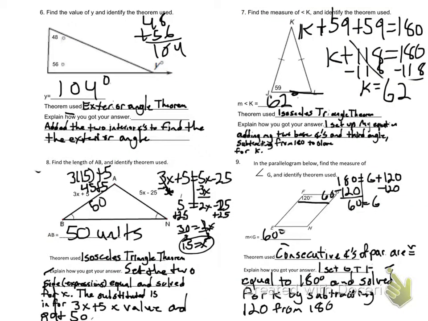Alright, number 6, it says find the value of y. Name the theorem being used. We know that y is 104 by the exterior angle theorem. We just add the two interior angles to find the exterior angle. Alright, number 7. Find the measure of angle K. Identify the theorem used.